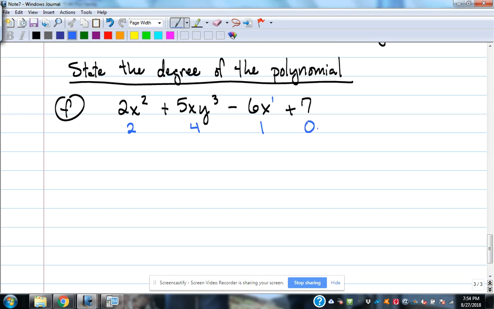The degree of the polynomial is the biggest one. Which is the biggest one? 4. That's the biggest one. So the degree of the polynomial is 4.